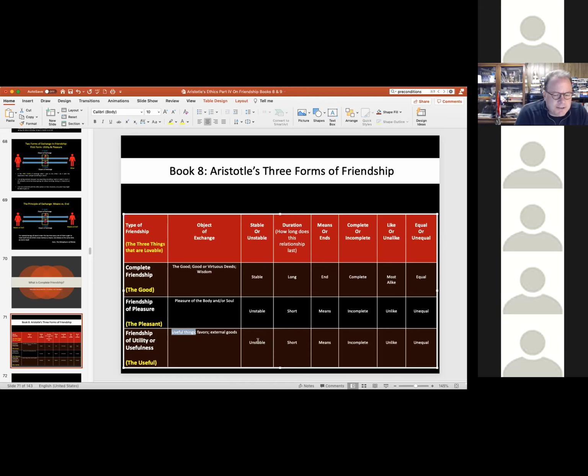Well, Aristotle points this out about who we find attractive and sexual desire. What happens with sexual desire? Let's just say the relationship of pleasure is based on sexual desire, although there are other forms of pleasure he talks about. What's the problem with sexual desire as a foundation for a relationship? He explains it perfectly.